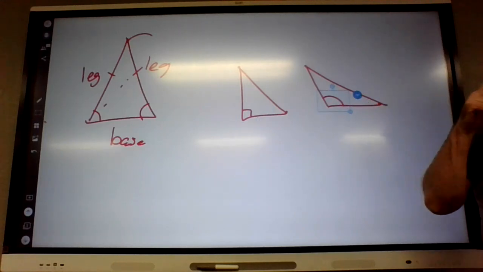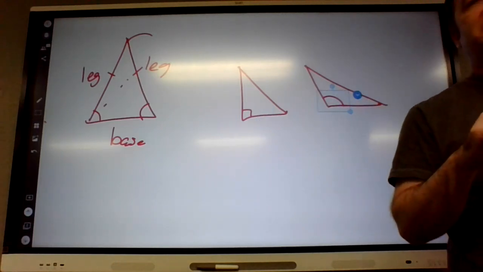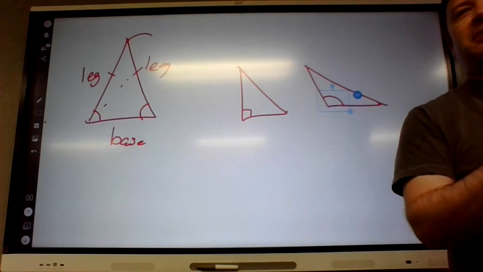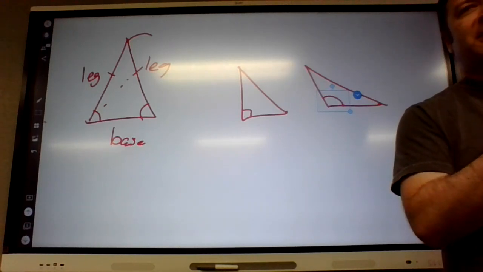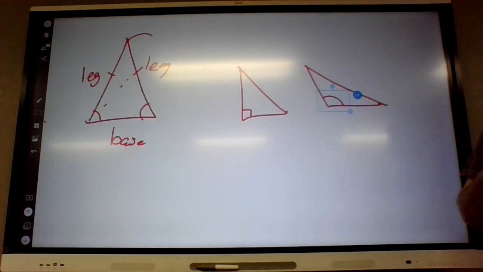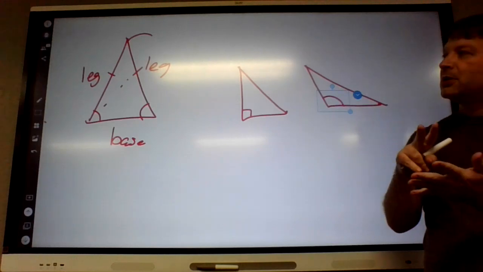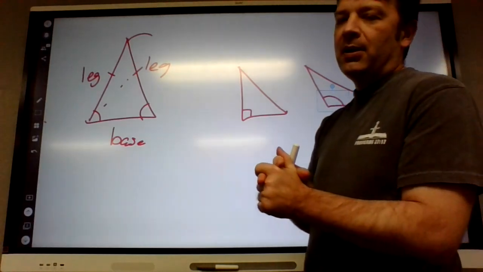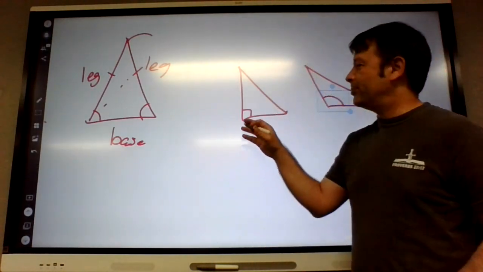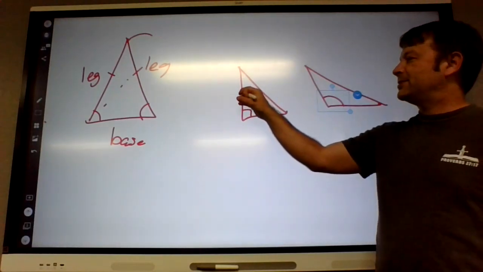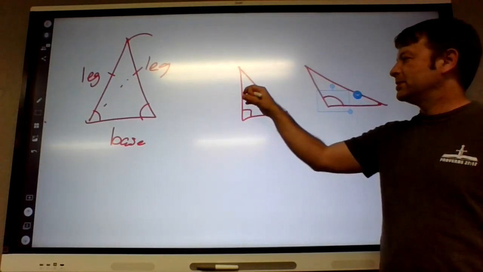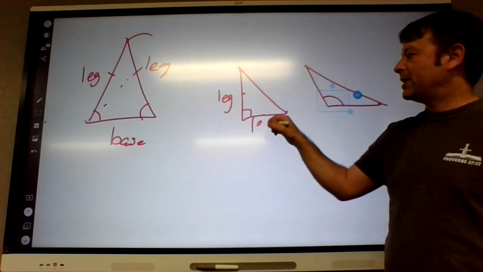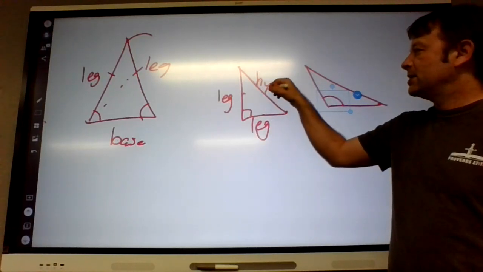Okay, so you can name a triangle, guys. You can name a triangle based on the angles and based on the sides. Acute, obtuse, right. Equilateral, isosceles, or scalene. In a right triangle, what are the two sides next to the right angle called? These two are legs. And the long side is called the hypotenuse.